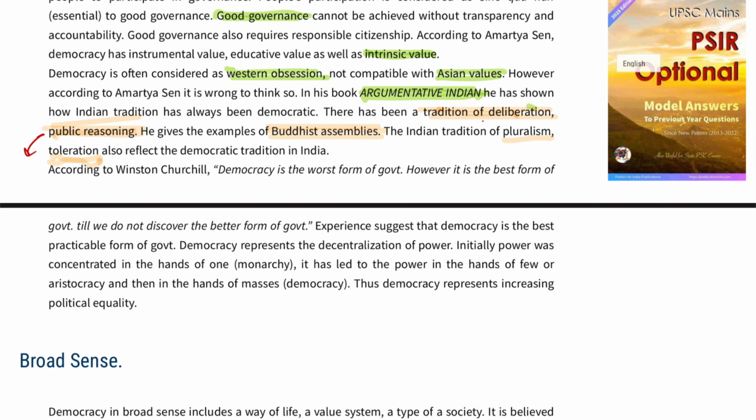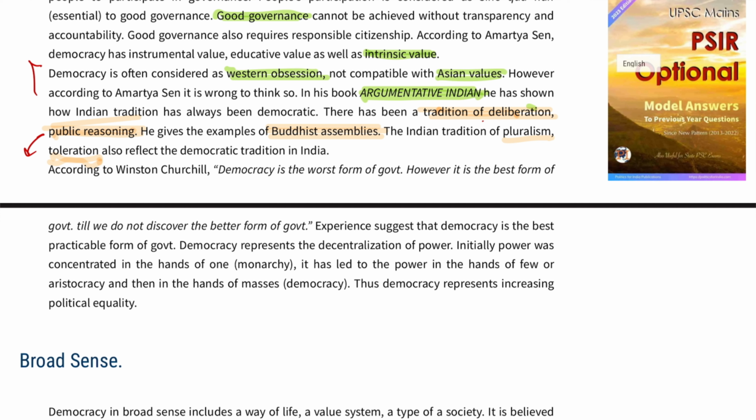Amartya Sen was the kind of person who actually thought of India as the mother of democracy. According to Winston Churchill, democracy is the worst form of government. However, it is the best form of government till we discover a better form of government.